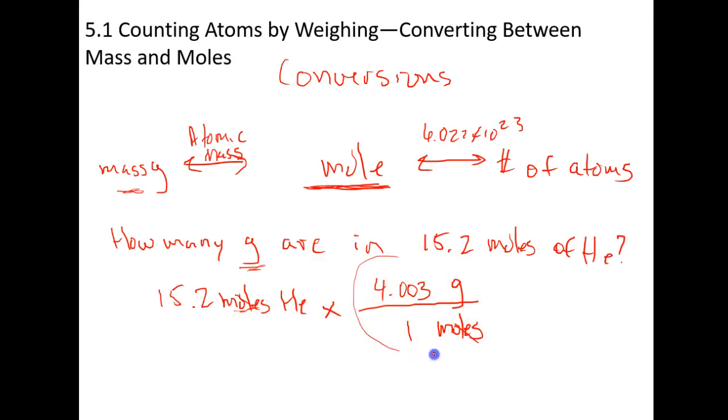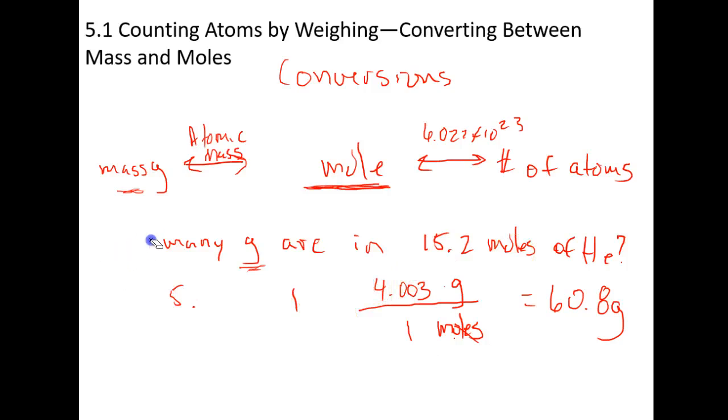So this is my conversion factor right here, because 1 mole of anything is the mass of that element. So basically, I'm taking 15.2 and multiplying it by 4.003. 15.2 times 4.003 equals, and you have to have the correct number of sig figs, 3 sig figs because 15.2 has 3, so 60.8 grams. If I had 15.2 moles of helium, it would weigh 60.8 grams. This is how we do these conversion factors. Let me do one more for you.